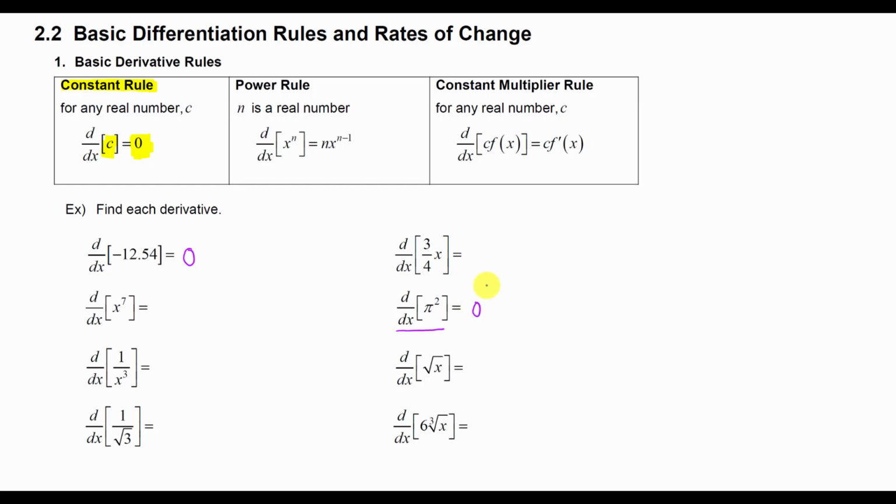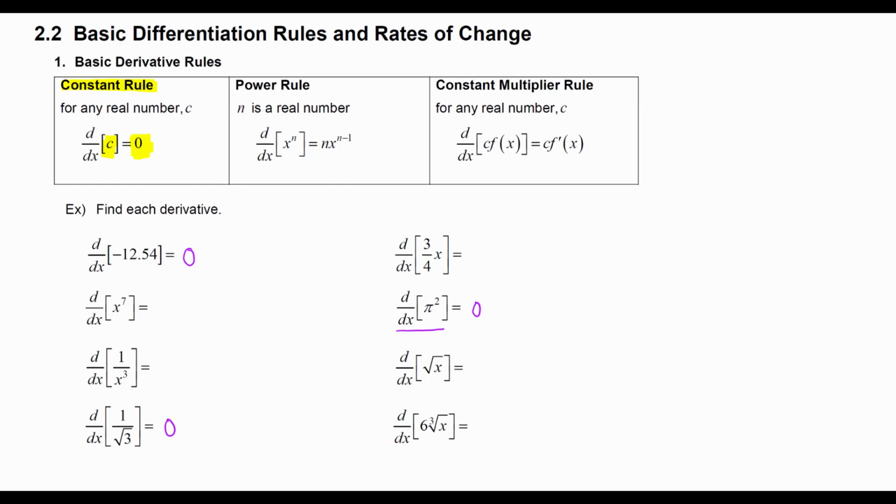Do you see any other constant here? Yes, we do have one more. The derivative of 1 over square root 3. That's a constant. So therefore, the derivative of 1 over square root 3 will also be 0. All right, and let's move on to the next rule.